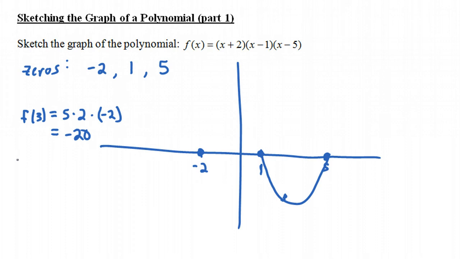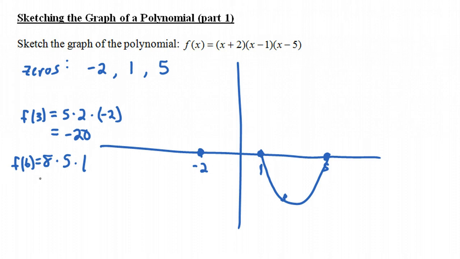Now, if we take a number that's bigger than 5, let's take 6. The question is, are we going to be up here, or maybe is the graph going to bounce off that point and we're going to end up down here? Well, if you plug in 6, you would get 8, right? 6 plus 2 is 8, times 5 times 1. If we plug in 6 there, we get 8 times 5 times 1.